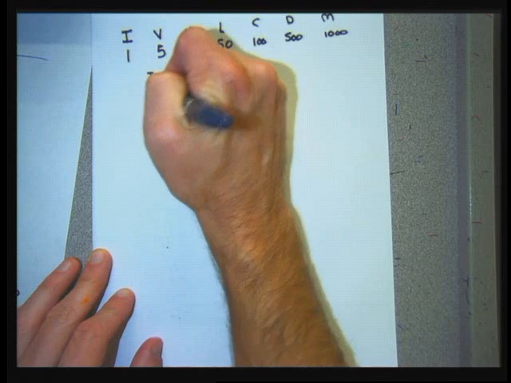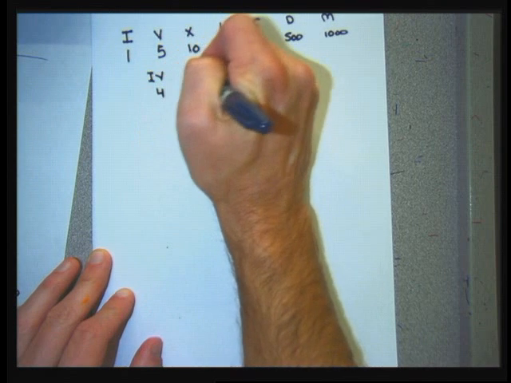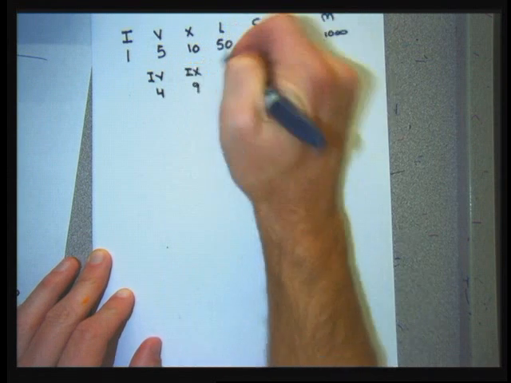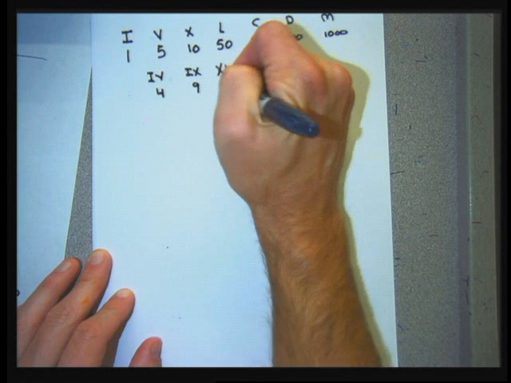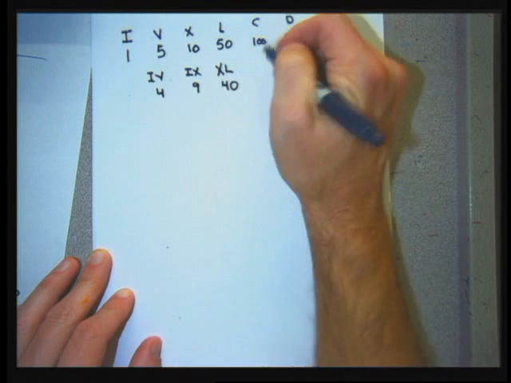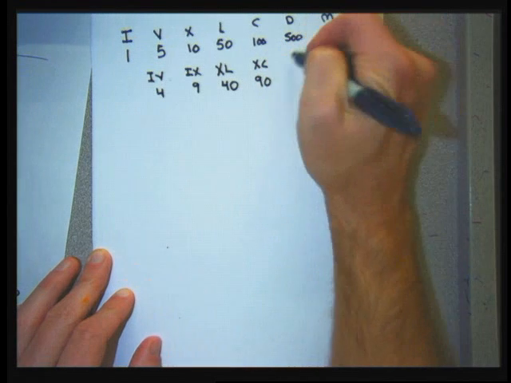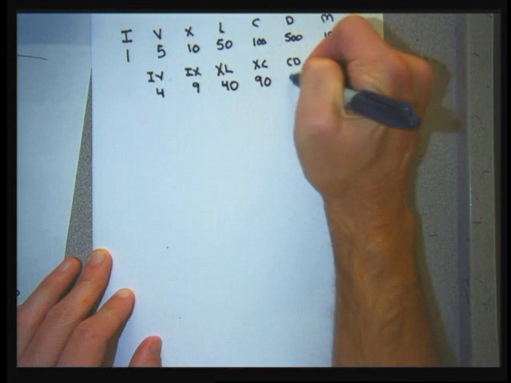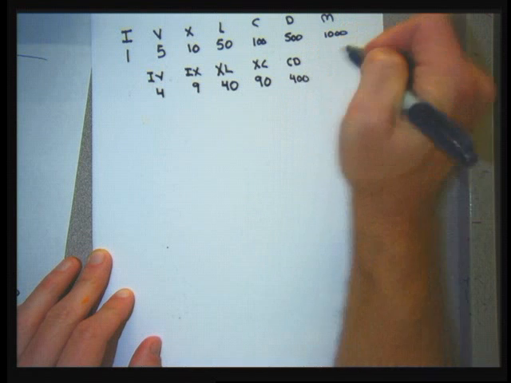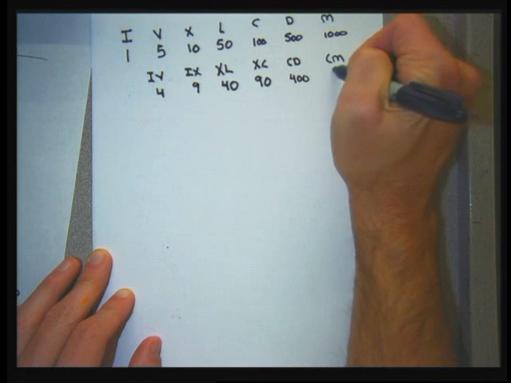IV would be 4, IX will be 9, XL will be 40, XC will be 90, CD will be 400, and CM will be 900.